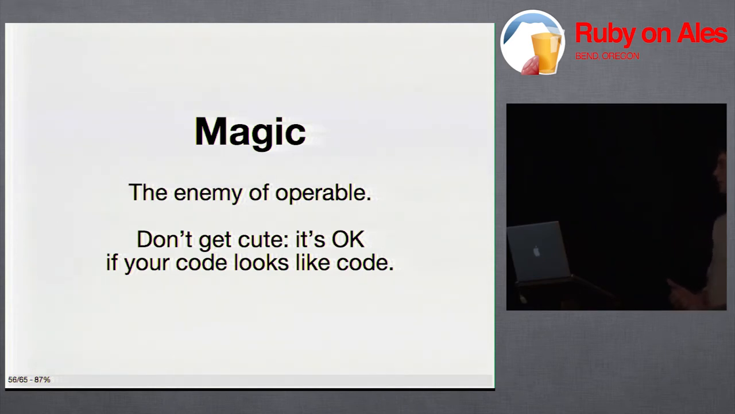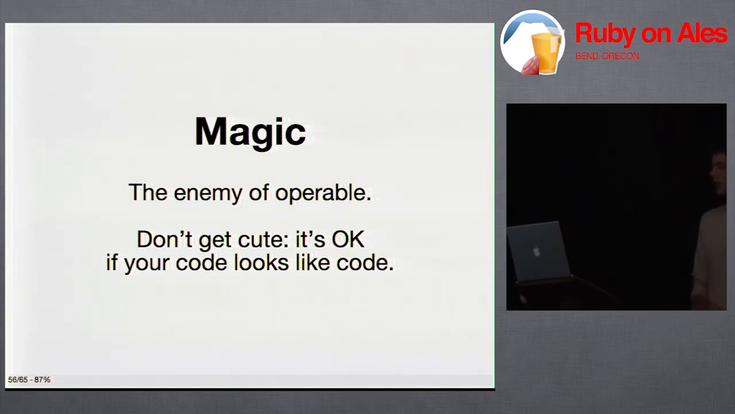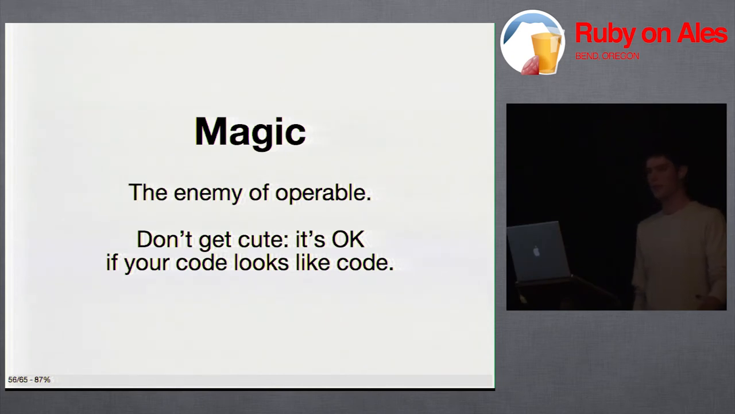Because this is a form of magic, and magic is a little bit like implicit, but a little bit more showy and sparkly. The summary of all of this, magic, the coupling, being explicit, is that operable, maintainable code is easy to look at and understand what it does. And this is kind of a form of simplicity. And it's really ultimately okay that your code looks like code and has require statements. That's what we're all here to write.